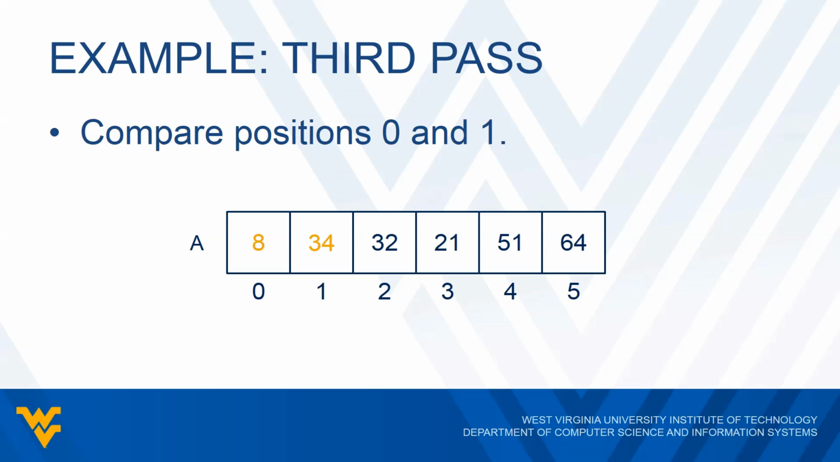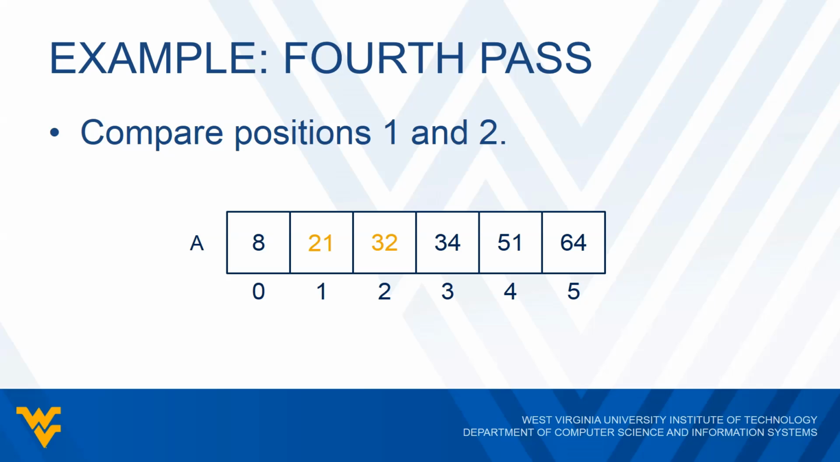So we're going to compare positions 0 and 1 again. 8 is still less than 34, so we don't make any changes. We'll then compare positions 1 and 2. 32 is less than 34, so we're going to put 32 in A1 and 34 in A2. And then we'll compare positions 2 and 3. 21 is less than 34, so we're going to put 21 in A2, and we're going to put 34 in A3, and that completes our third pass.